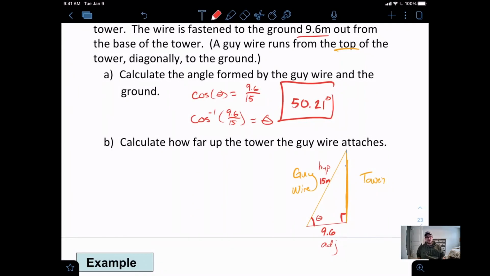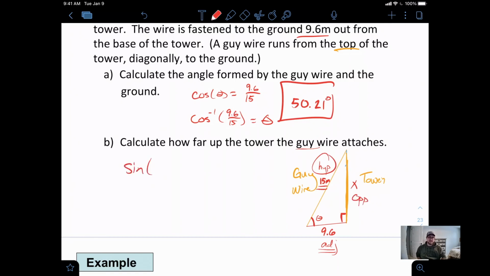Now, there is a second part to this problem, and this is what it says. It says calculate how far up the tower the guy wire is going to attach. So if we want to know where it's going to attach, essentially we're looking for x. Now, in this situation, we can do this one of two different ways. We can either do it using the hypotenuse, or we can do it using the adjacent. 15 is a nicer number, so let's just use that one. So if I wanted to use the hypotenuse, this is my opposite side. I'm going to use sine.